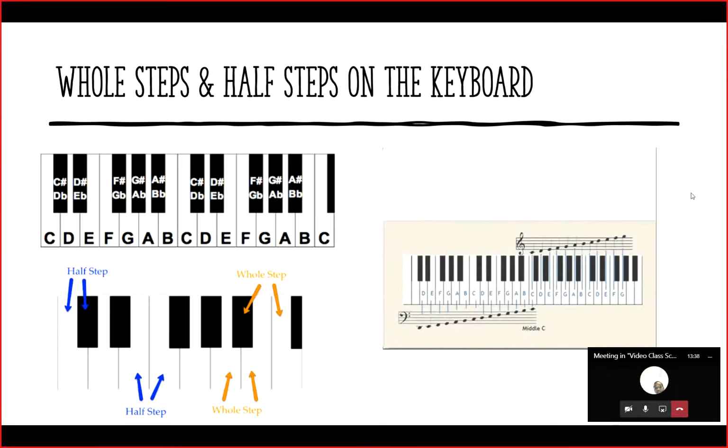Piano keyboard. The white keys on the piano are labeled A through G. The letter names and positions on the keyboard correspond with the lines and spaces on the staff.